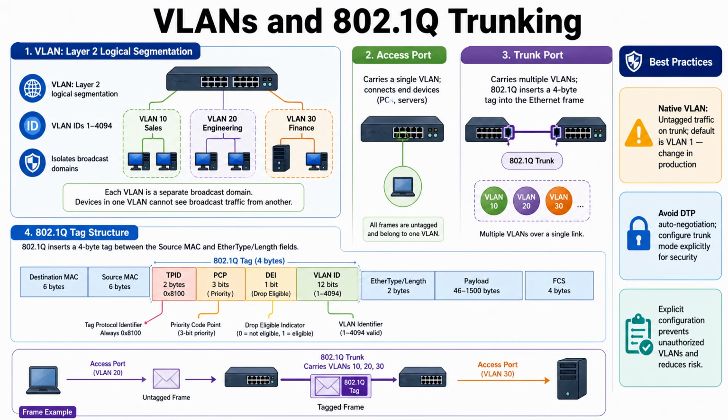And DTP, Dynamic Trunking Protocol, automatically negotiates trunk mode between connected Cisco switches, which sounds convenient but creates an attack vector. Always configure trunk mode explicitly with switchport mode trunk, and disable DTP with switchport nonegotiate.